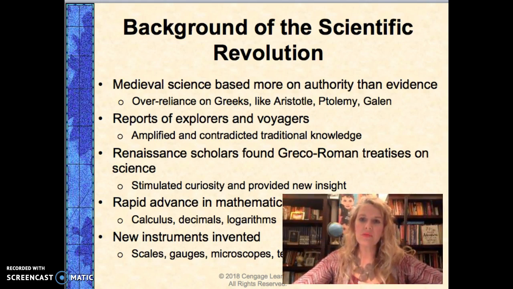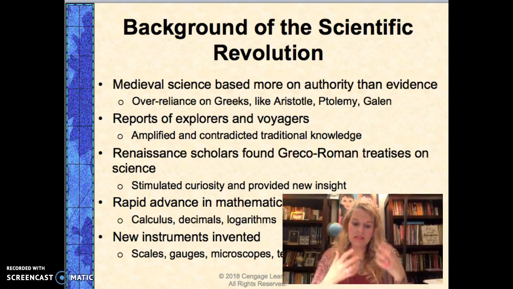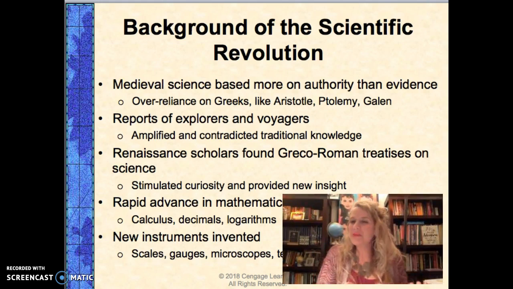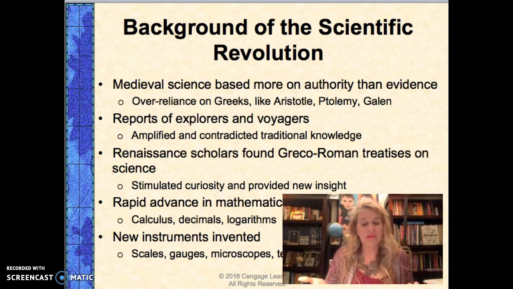So medieval science was based more on authority than on evidence. And a lot of people think that the scientific revolution actually meant that you could not be deeply religious with God at the same time as loving science and knowledge and truth. And that's just not true.